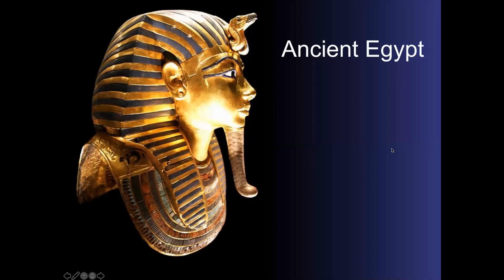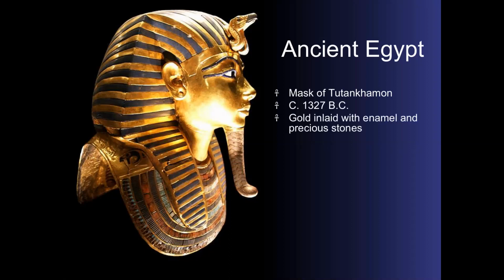Most of you probably know who this guy is without me telling you. It's King Tutankhamun, and this is the funeral mask that would have gone directly over his mummy. You can see the dates there. We'll be talking about his reign a little bit later on.